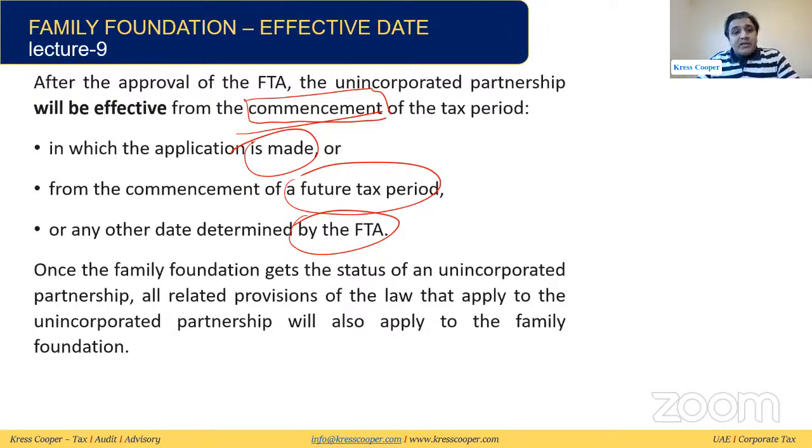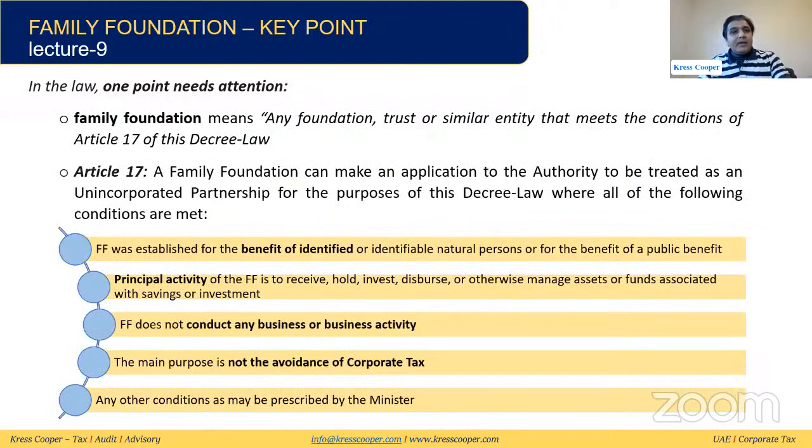If the family foundation gets the status of unincorporated partnership, all related provisions of the law will apply as usual. If the family foundation does not get the status of unincorporated partnership, then all provisions of the law will be applicable to them, because it will be treated as a juridical resident person, unless it is a trust which has been created through contracts. One thing is very important and very interesting here. I have just highlighted it for our discussion purposes. We need to understand the thin line of difference here.